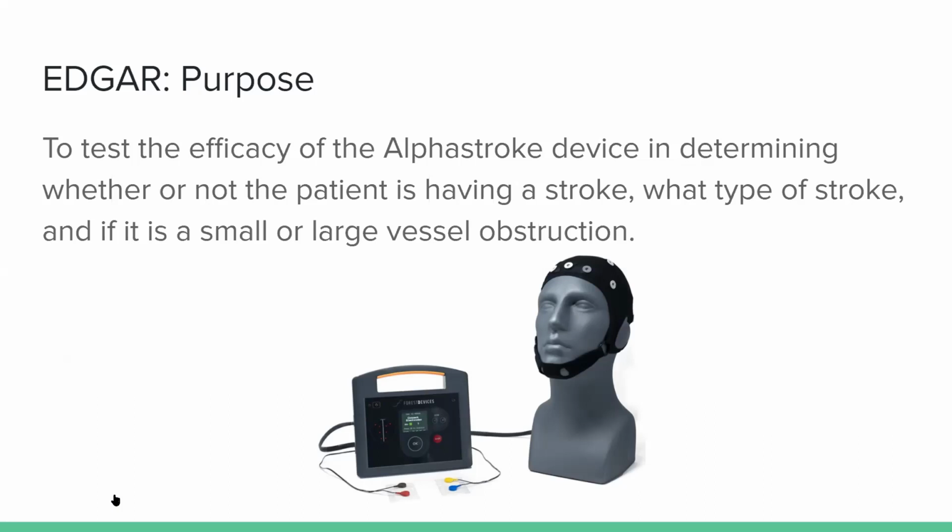So this device would be particularly useful to EMS because in an ambulance there are no CT machines, and CT machines produce images of the brain. And so this device would allow EMS to gather more information about a stroke patient pre-hospital.